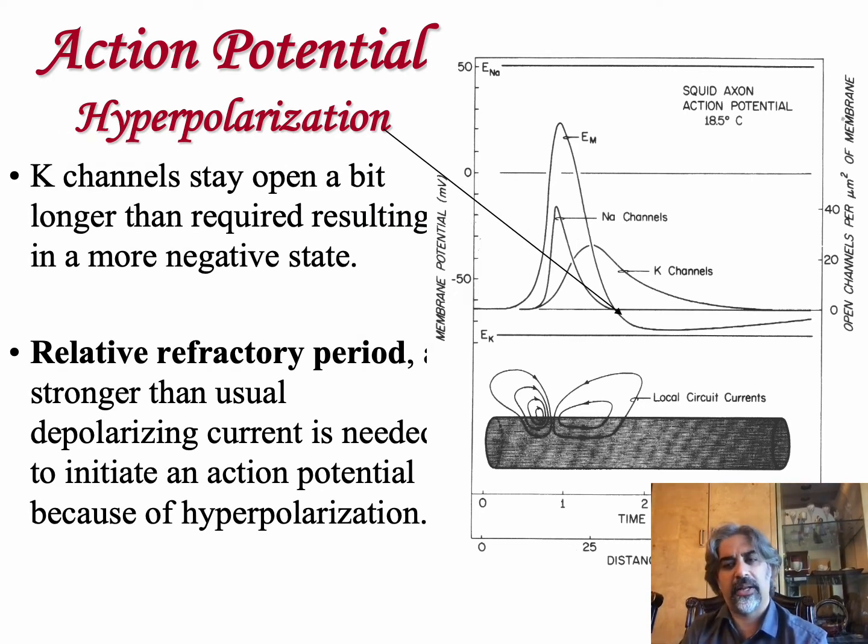Hyperpolarization is when the potassium channels are just a bit slow to close. They're open a bit longer than required, resulting in a more hyperpolarized negative state. And this is now the relative refractory period. So sodium channels are no longer inactive, they're closed. So you can now depolarize the membrane, but it's just going to take more current or more voltage to initiate an action potential because of the hyperpolarization.